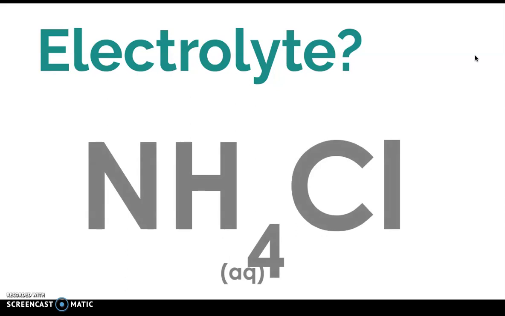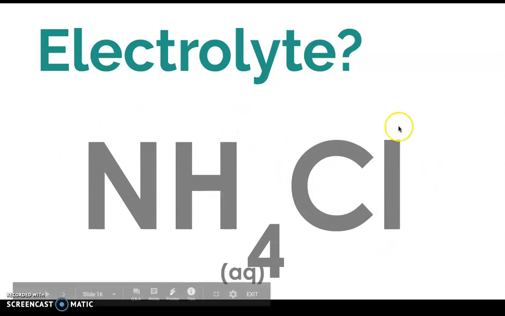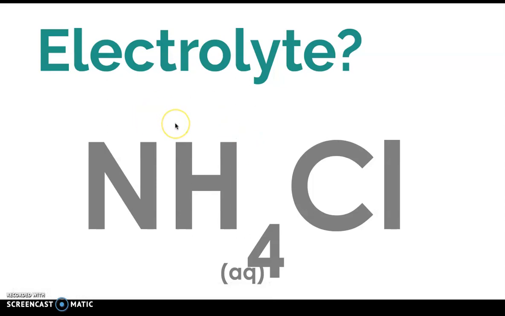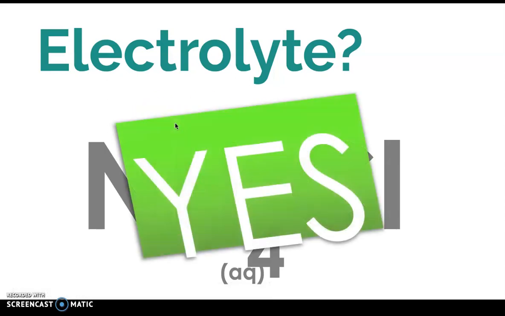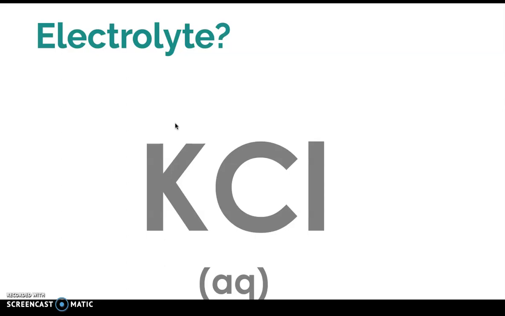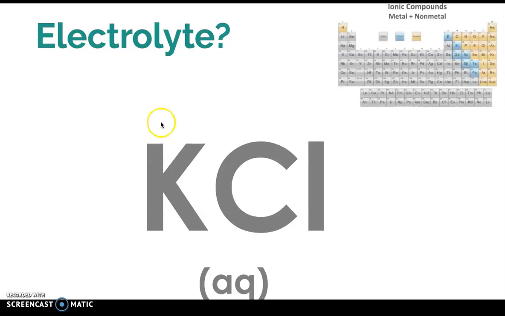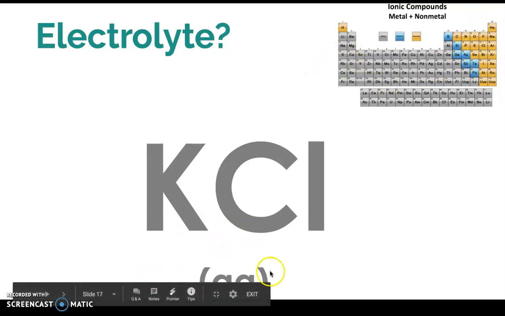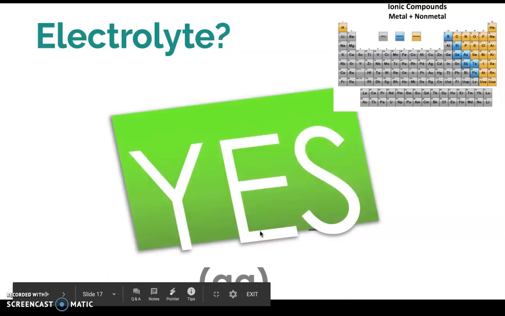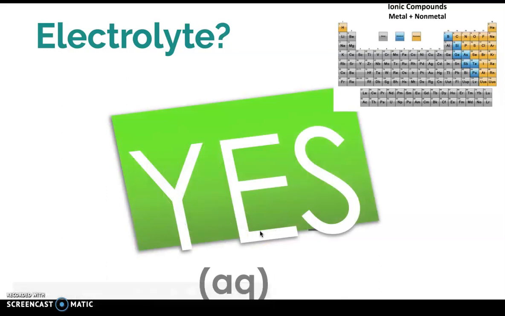NH4Cl. So this is a tricky one. However, if you look at table E, NH4 is a polyatomic ion and Cl is a nonmetal. So therefore, this is an ionic compound. This is an electrolyte. KCl, we have another ionic compound here. Potassium is in group 1. And chlorine is in group 17. Potassium is a metal. Cl is a nonmetal. This is in the aqueous form. Therefore, this is an electrolyte. It will dissociate when in water.